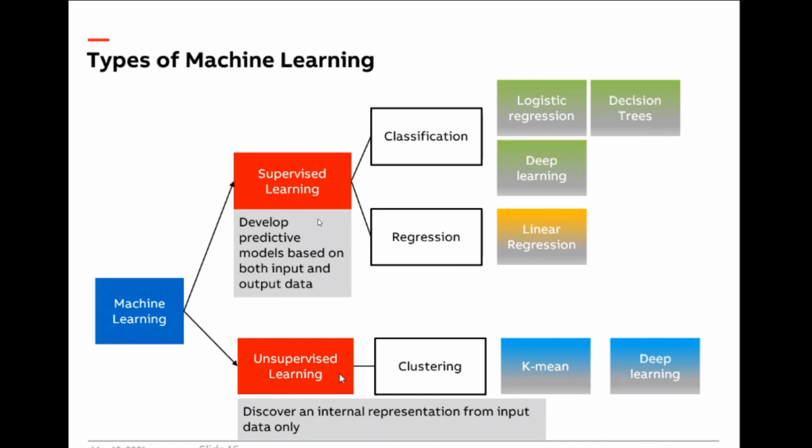The example of supervised learning and unsupervised machine learning. So machine learning has two types, supervised and unsupervised. Supervised has classification and regression. Classification types are basically logistic regression, decision tree, and deep learning. Deep learning is a different thing, but in deep learning we can also do classification. I will make a separate video for deep learning.